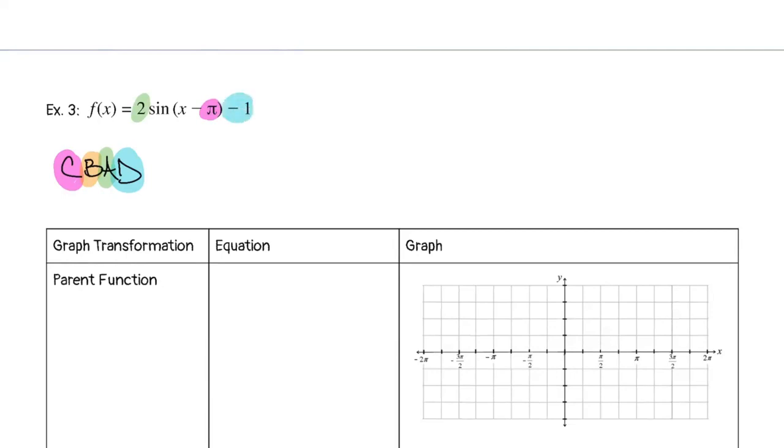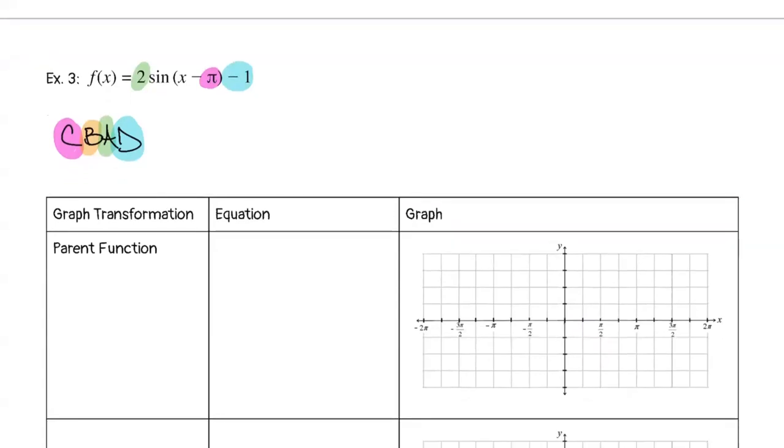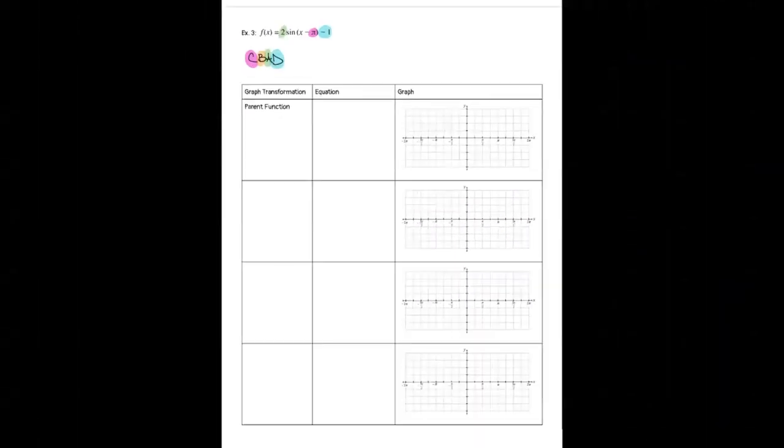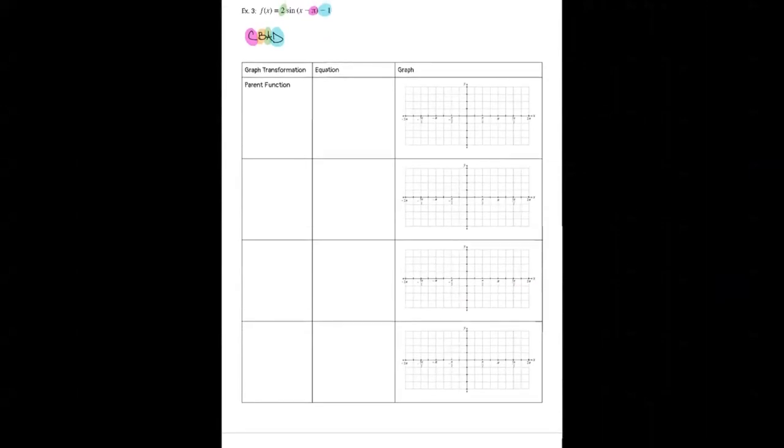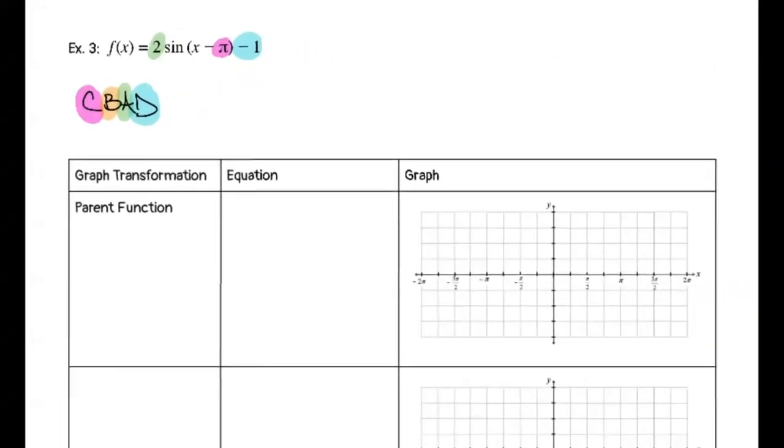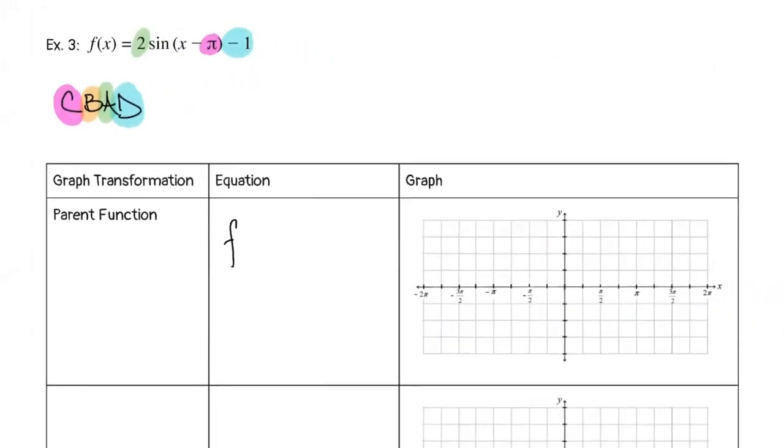Great. All right. So that means this time I've given us 4 grids, right? 4 grids because we're going to draw the parent function and then we're going to do each graph transformation in order. Okay. So we'll get our f of x equals sine x. That's our parent function. That's where we're going to start.